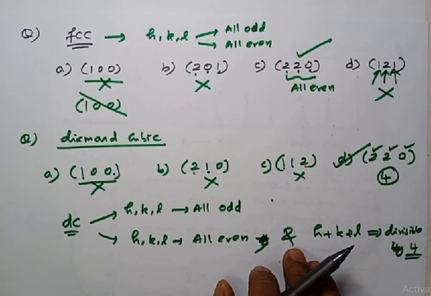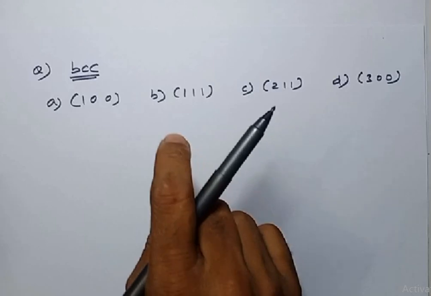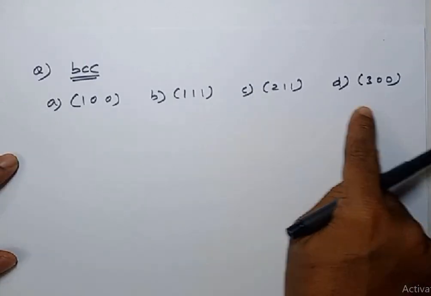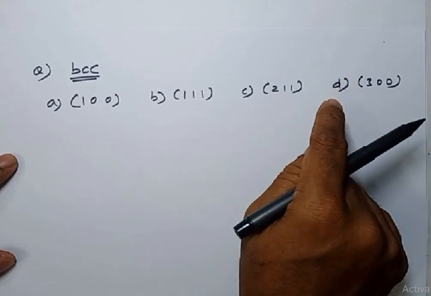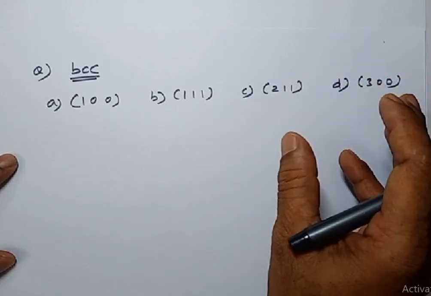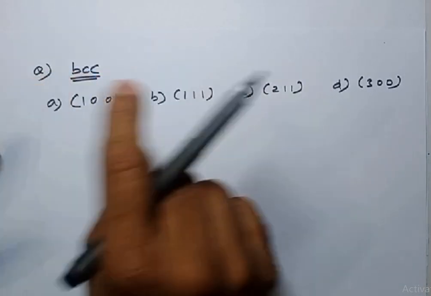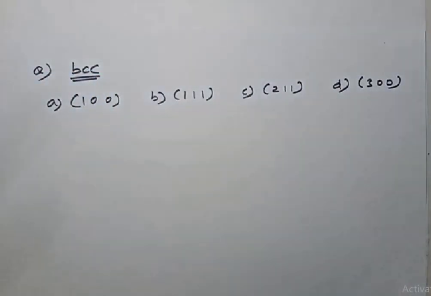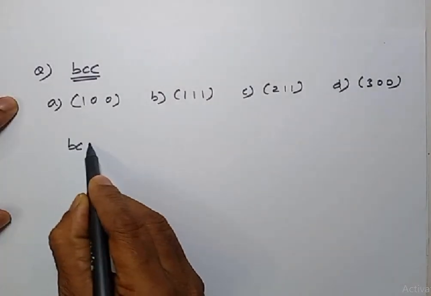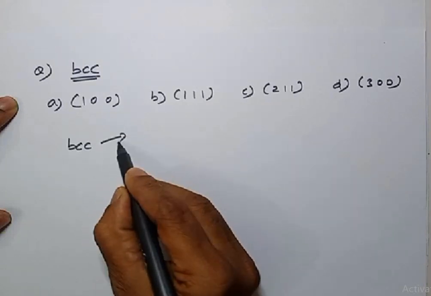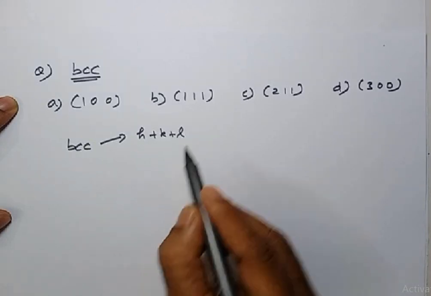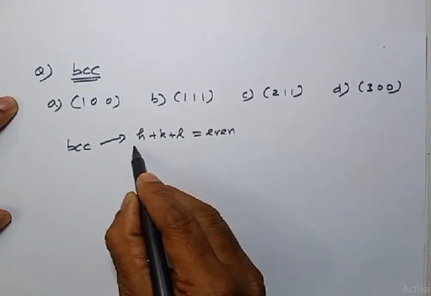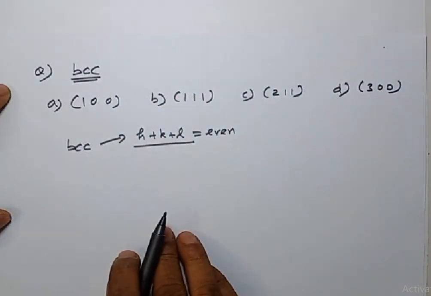Okay, take down. The question is this: which among the following planes will give signal in the XRD pattern for a BCC crystal? Tell me. You know very well, for BCC, what is the condition? The extinction rule says that for BCC, the H plus K plus L value should be an even number. Only those planes will give signal.